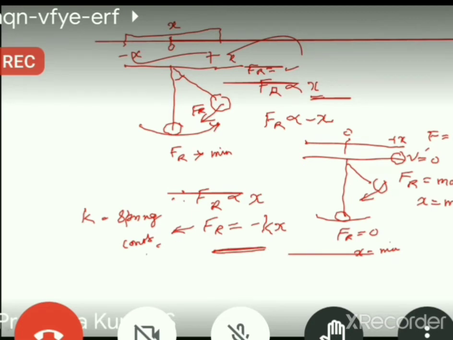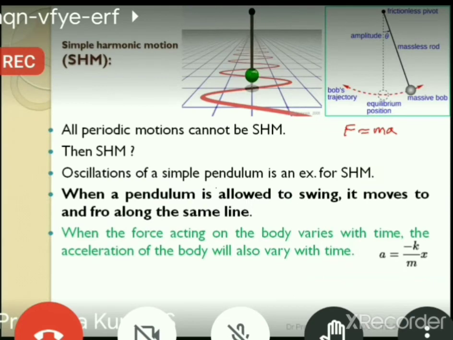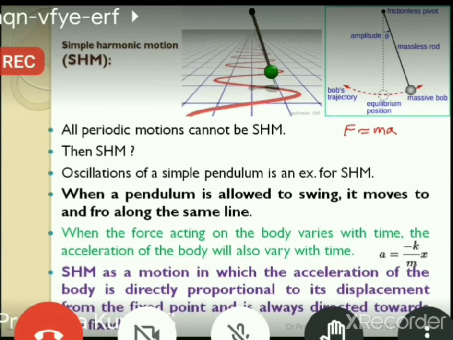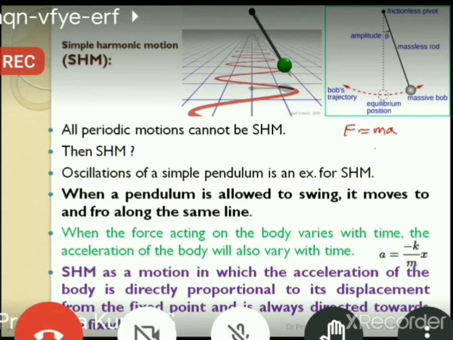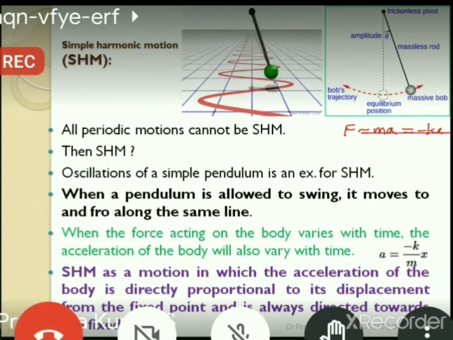What is x here? X is the displacement. So the restoring force is proportional to the displacement but acts opposite to the direction of motion. Now F is equal to ma, that is equal to minus kx, isn't it?